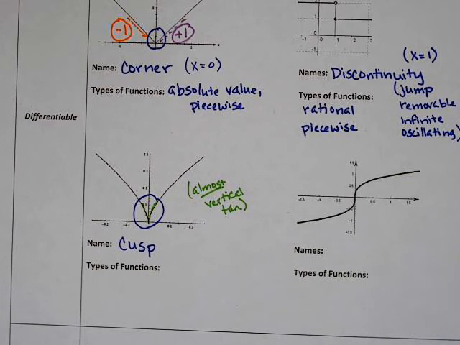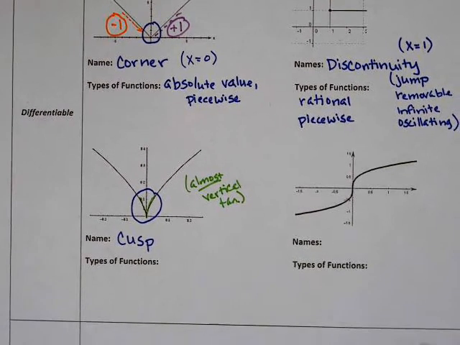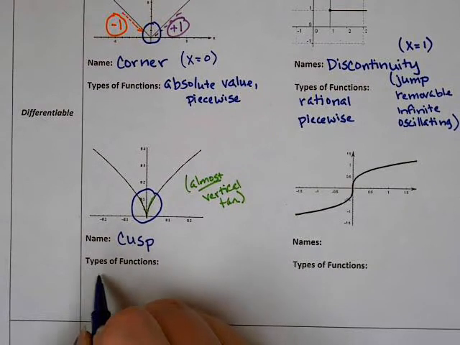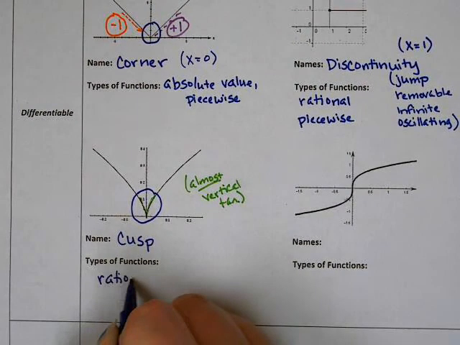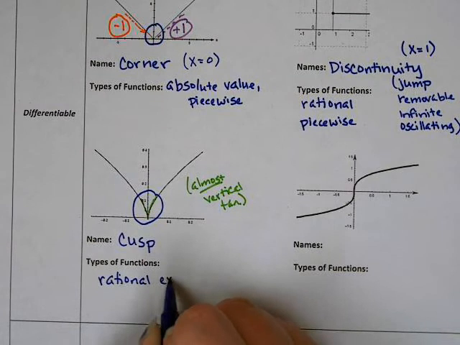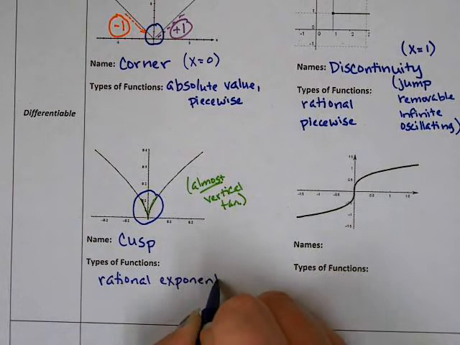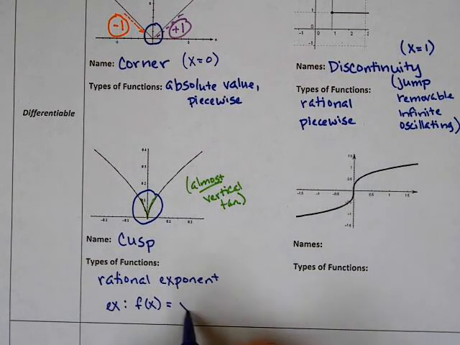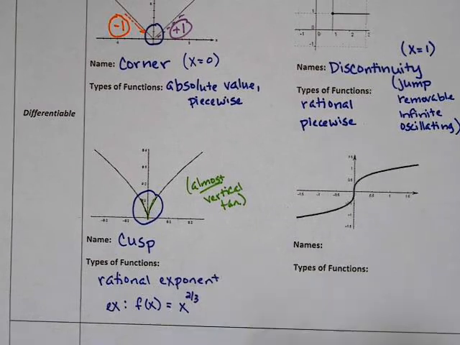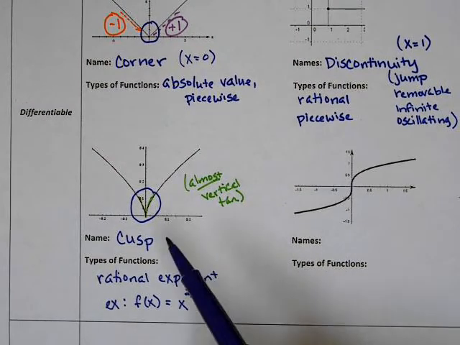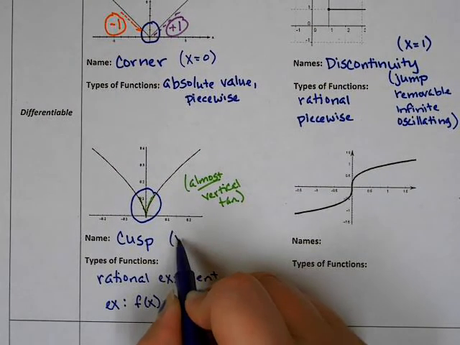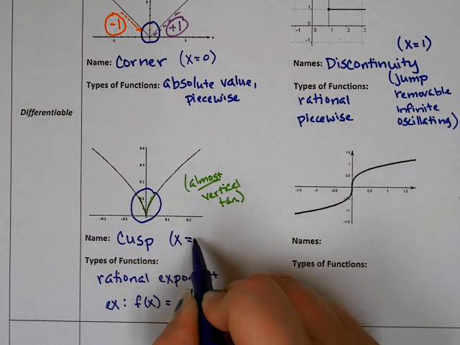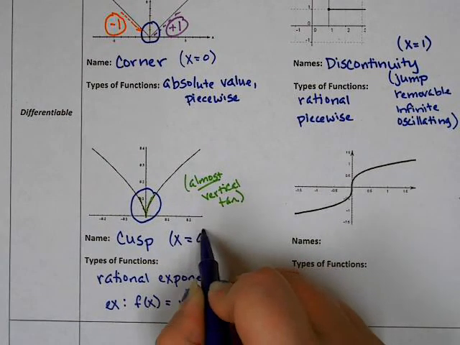Now, cusps occur anytime, well, not anytime, but they only occur when we have rational exponents. So for example, if we had a function like x to the 2/3, that would create a cusp on our graph. And so in this case, we would say that this function is not differentiable at x equals 0 because there is a cusp.